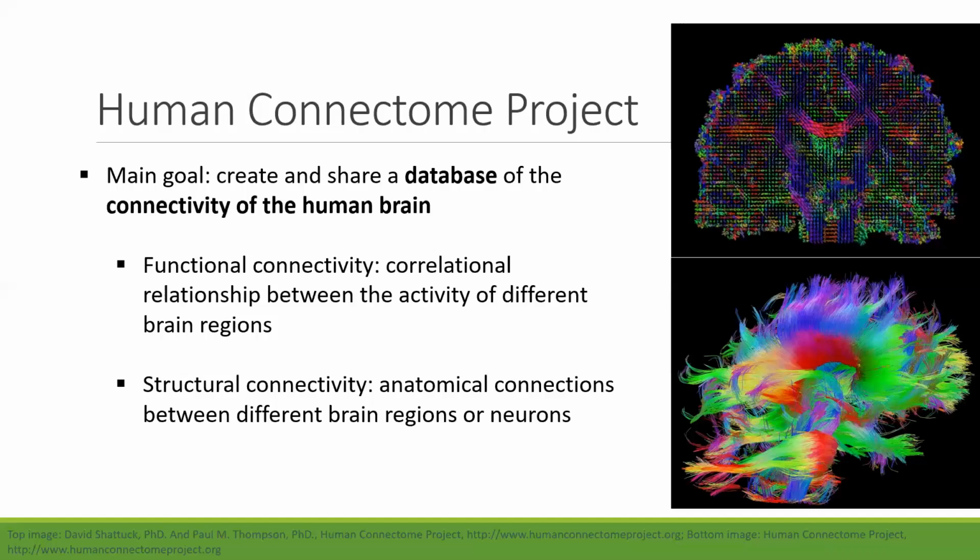So I found 2 images on the right, and they're from the Human Connectome Project's website. The top one shows a coronal view of diffusion tensor imaging data, and the bottom one shows white matter fibers of the corpus callosum and brainstem pathways. So this just gives you an idea of the type of data being produced by this project.